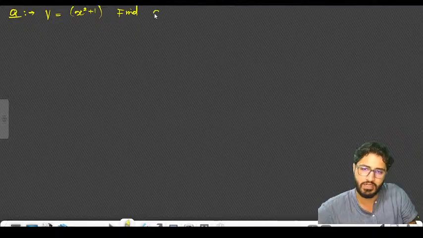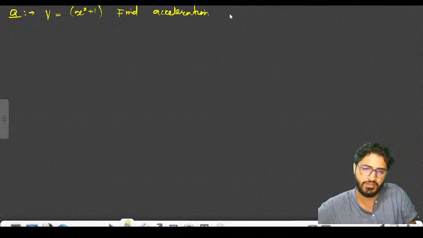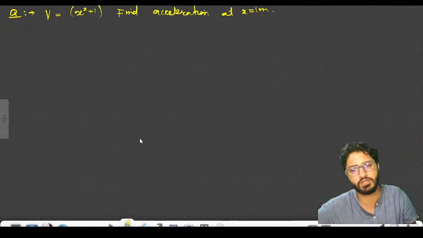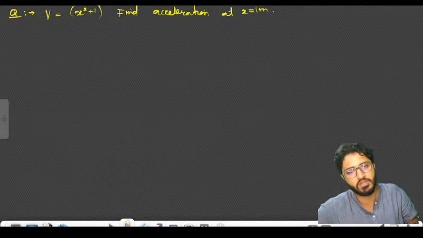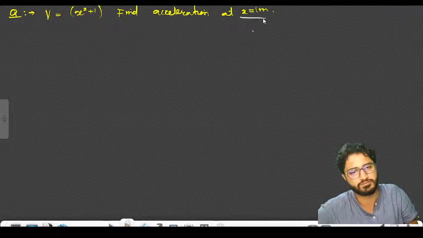V is equals to x square plus 1. Done? Find acceleration at x equals to 1 meter. Okay. Now this numerical is very different from the previous numericals. Do you know why? Look.